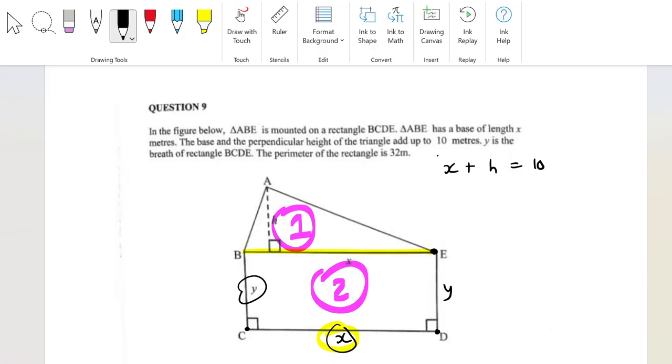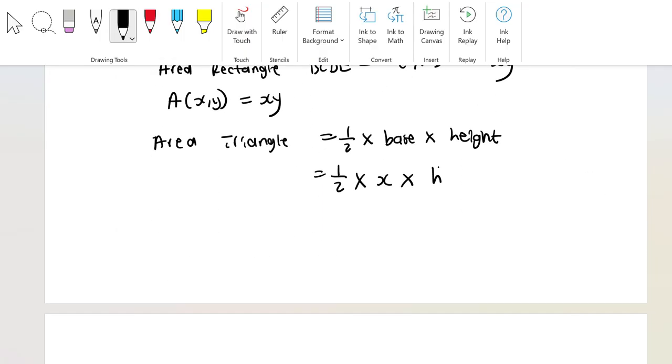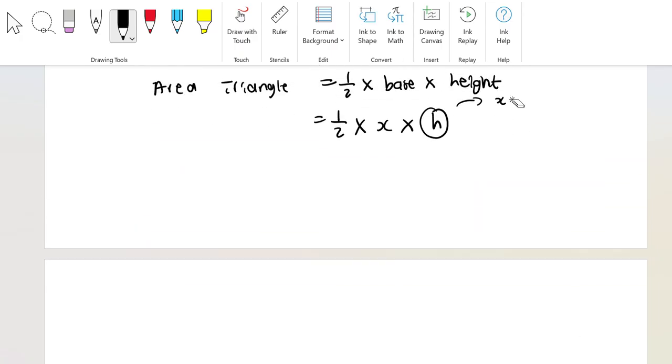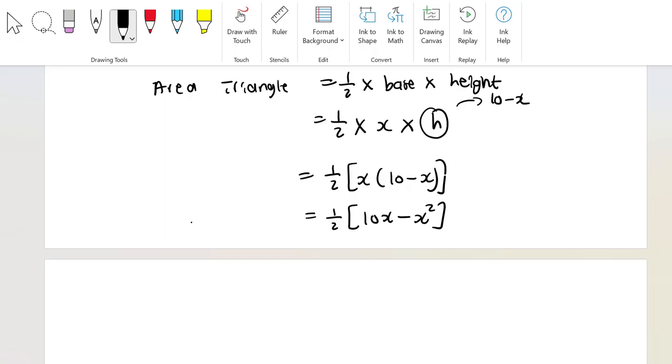So the height of this triangle over there is that. But we know from this expression that x plus h equal to 10. This means that h is equal to 10 minus x. Well, I can come here and on the space of h, I replace this with 10 minus x. Now this means that we have half multiplied by x multiplied by 10 minus x. Well, if we do that, I'm going to end up with half multiplied by 10x minus x squared. Now this is the area of a triangle.